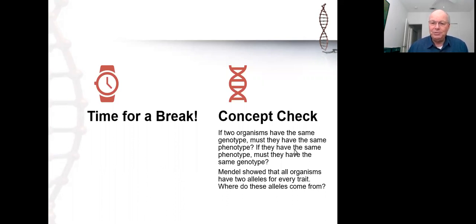Mendel showed that all organisms have two alleles for every trait. Where do these alleles come from? That's what we were talking about just before the break. Those alleles obviously have to come from our parents. One allele comes from each of the parents via the homologous chromosomes that we inherit from each of our parents. So that's where they come from.